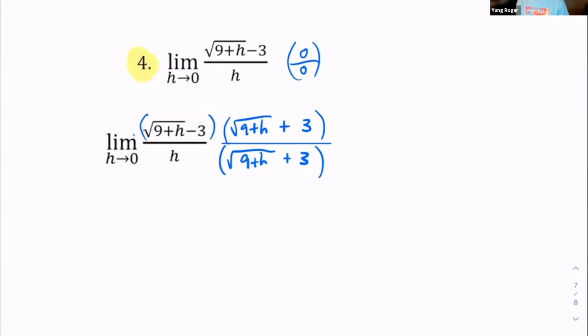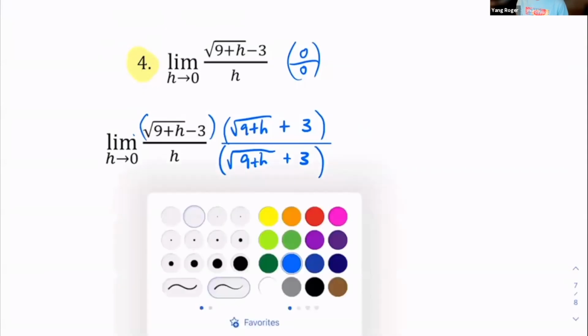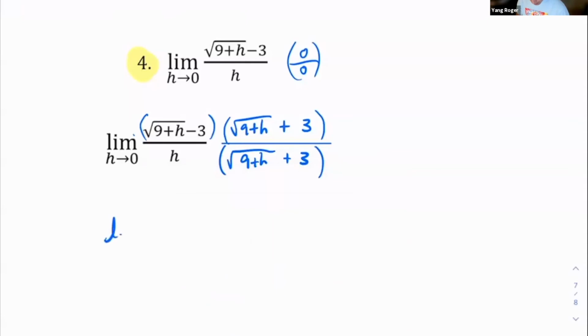Next, after we do this, we have to distribute. And what I was trying to say is that when we distribute, you can really just think of it as a difference of two squares. So when I multiply the square root of 9 plus h times the square root of 9 plus h, I'm just going to get a 9 plus h. When I do the inside parts, this and this are going to be exact opposites, so they cancel each other out.